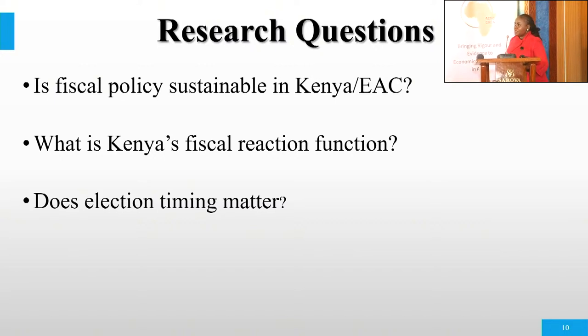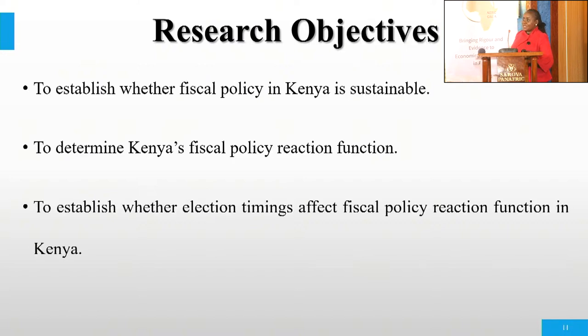So my research questions that I propose here are: is fiscal policy sustainable in Kenya, or in the EAC countries, because it is possible to work on that? Then, what is Kenya's fiscal reaction function? And finally, does election timing matter in this case?